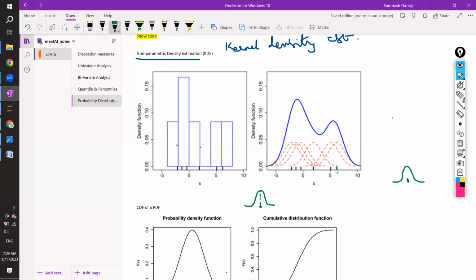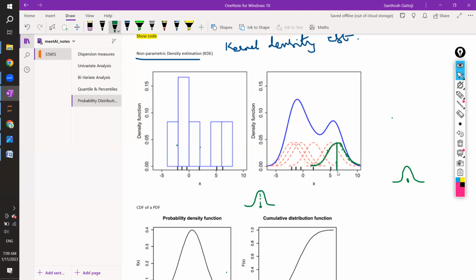1, 2, 3, 4, 5, 6 points are there. Okay, and you have 6 dotted red color graphs, distributions. For the first one, if you see this one, are you able to see? Okay, this is the mean, and this first dotted line is there, right? This is the distribution I have assumed for this dotted line.